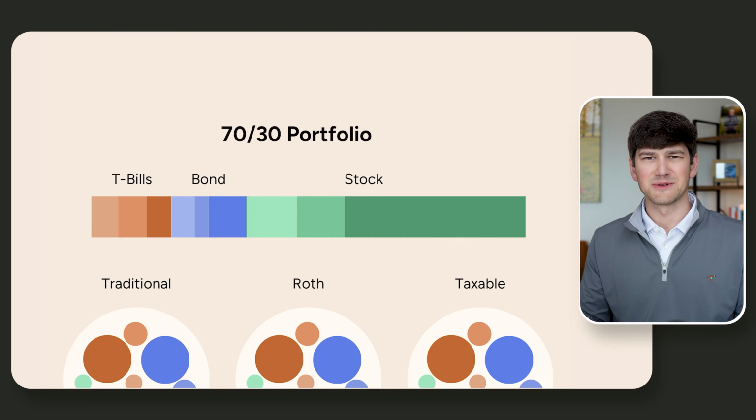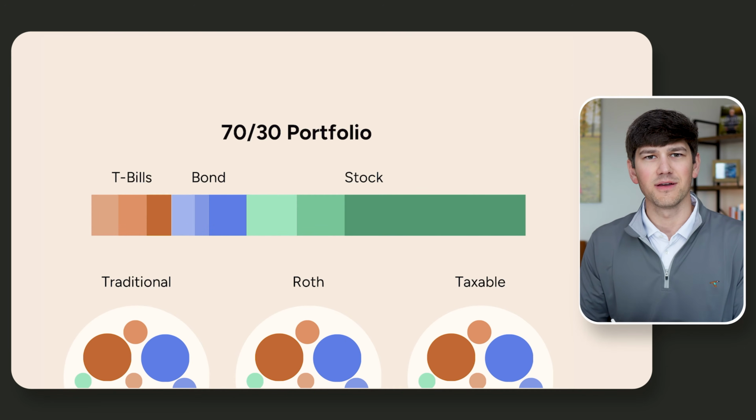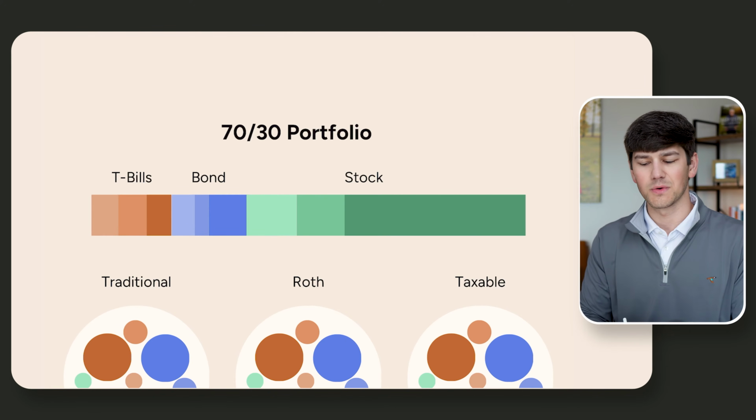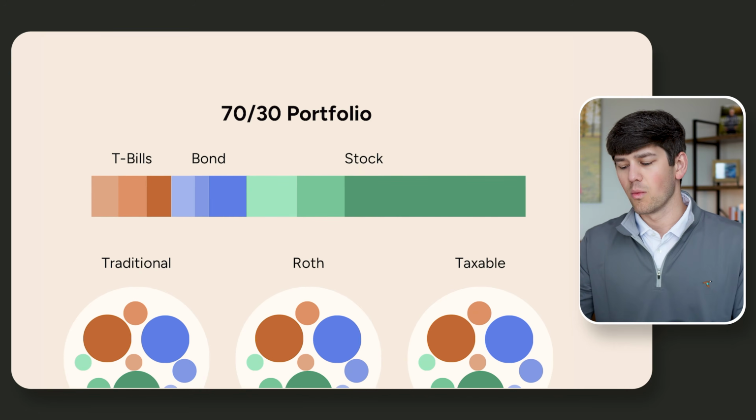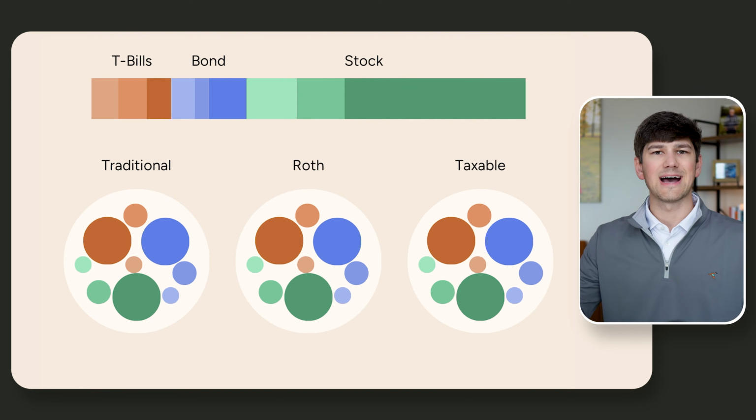Now, this is not investment advice. I'm not saying go be 70-30 in your portfolio as you enter retirement, or even invest in bonds or treasury bills or stocks or anything like that. This is just an example to show you how this would work. And what we're gonna look at here is whenever we have no asset location.